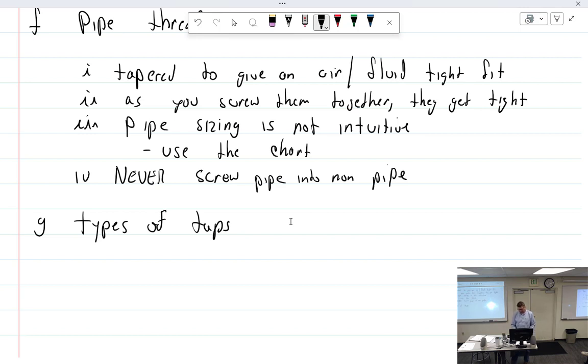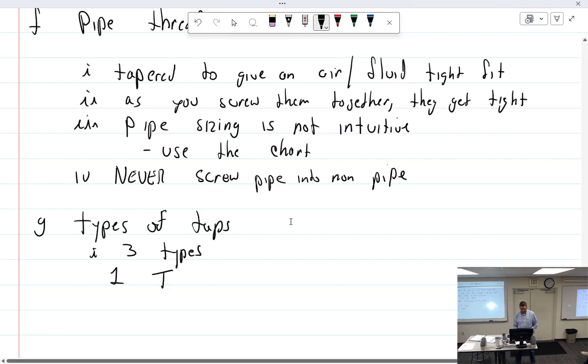Well, there's keg types and there's dance types. Types that go on your shoes, right? Tap shoe, types of shoes. So three types. One, we have the taper tap.